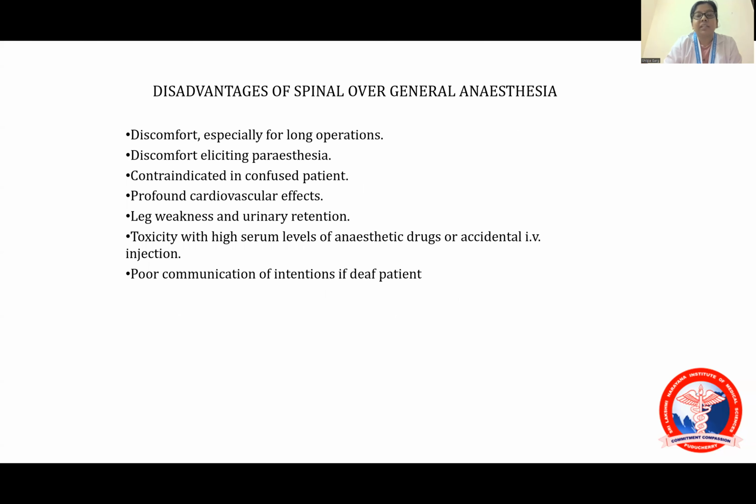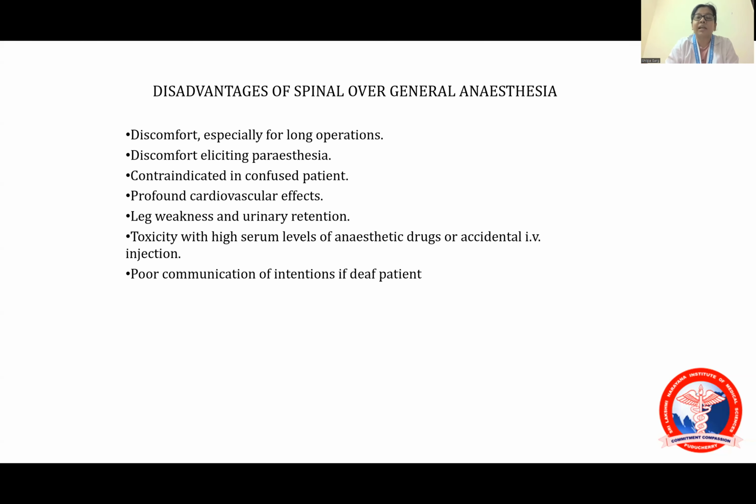Some disadvantages of spinal over GA. First point can be discomfort, especially if the procedures are very long. Discomfort eliciting paresthesias. Spinal anesthesia is contraindicated in a confused patient. Now, if the patient is not neurologically stable, spinal anesthesia is not a very good choice. Then, if the patient has profound cardiovascular effects, then mostly GA is preferred over spinal because of indirect cardiovascular effects of spinal anesthesia causing profound hypotension, profound bradycardia, and profound decrease in cardiac output.